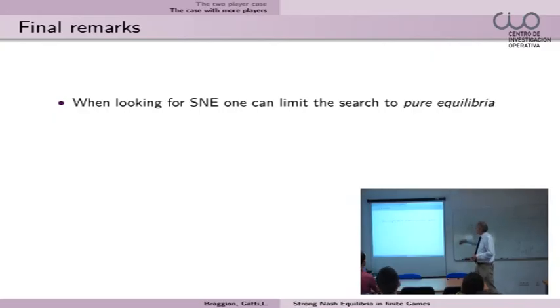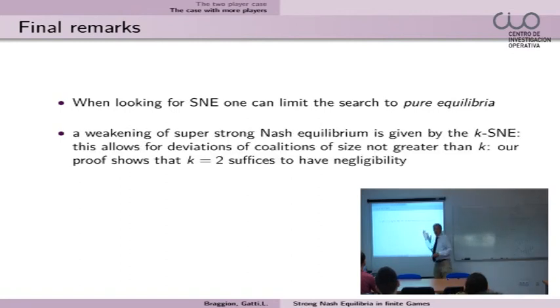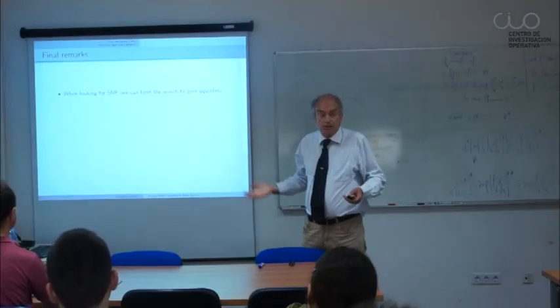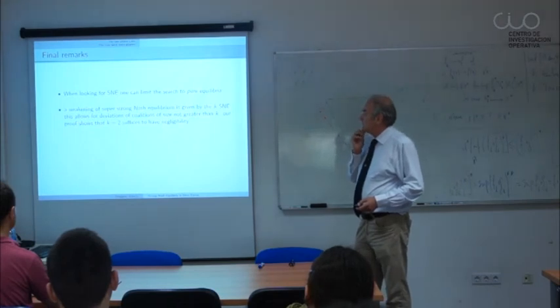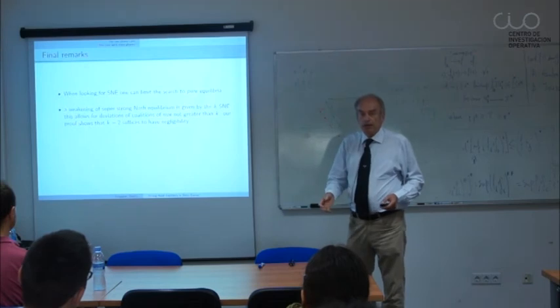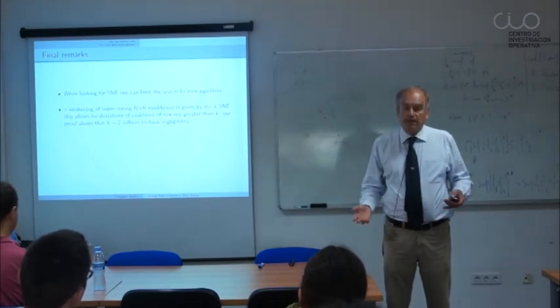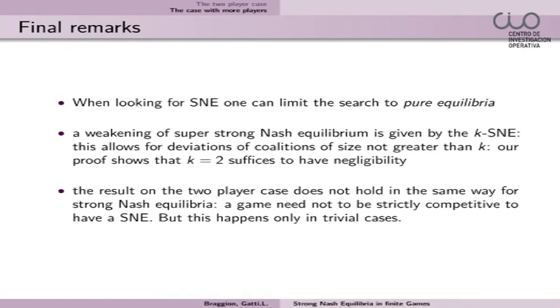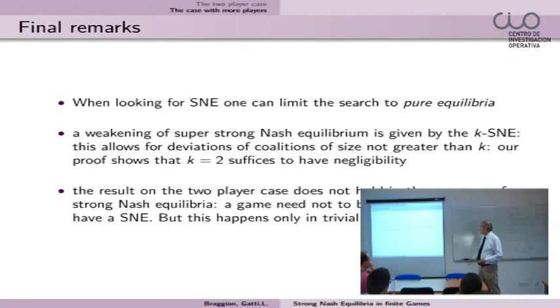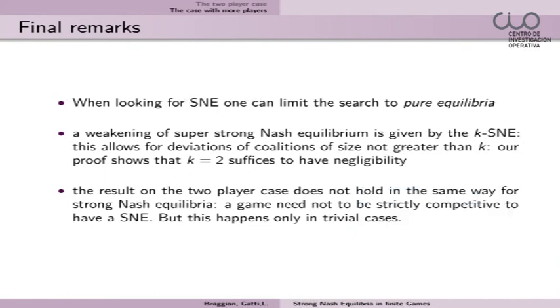Okay, conclusions. When you're looking for strong Nash equilibria, one can limit the search to pure equilibria because mixed equilibria essentially do not exist, but in trivial cases. And another observation is that the idea of superstrong can be, in some sense, a little bit weakened. Maybe you can imagine that in games with many players, it is difficult to form a coalition made by several players. So the idea of k-strong Nash equilibrium was defined. Deviations are allowed only for coalitions of size not greater than k. And actually, our proof shows that it is enough to have k equal to 2 in order to have smallness, okay? And the result on the two-player case does not hold in the same way for strong Nash equilibria. Again, a game need not be strictly competitive to have a strong Nash equilibrium, but this happens only in trivial cases.